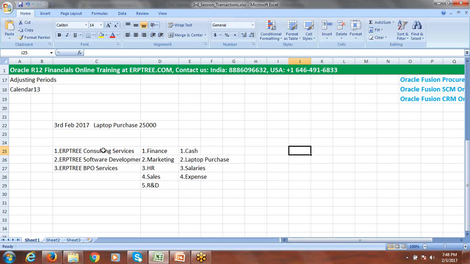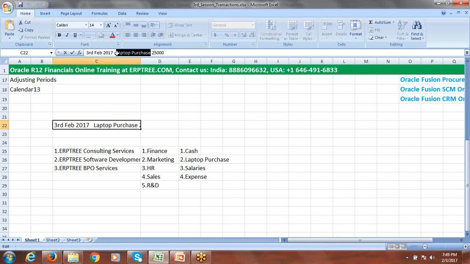Now if I am going to record the transaction, I can specify more detail. On 3rd Feb 2017, I purchased a laptop. Here I can give which company: ERP3 Consulting Services is purchasing the laptop for which department, say marketing department, and I'll be selecting the account. This will be easier for us. I could write the transaction in a very detailed level, saying that on 3rd Feb 2017 we are purchasing the laptop. Now instead of writing in detail, I'll say 1, that means the first company, I'll put a dot here, 1, 2, 2 means marketing. What we are doing, laptop purchase, I'll put 2.